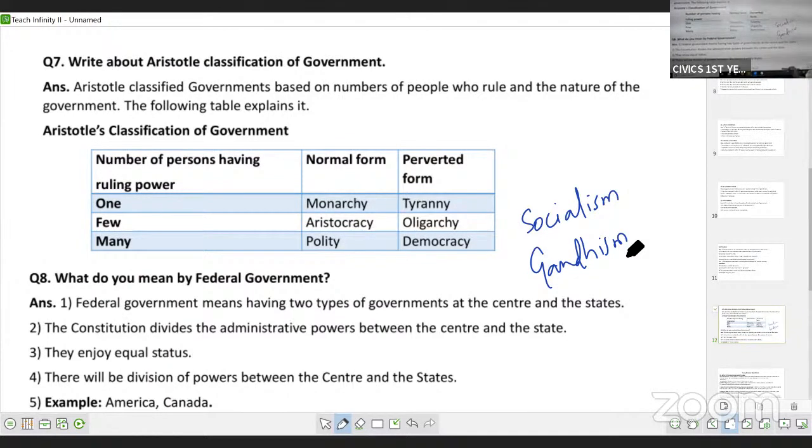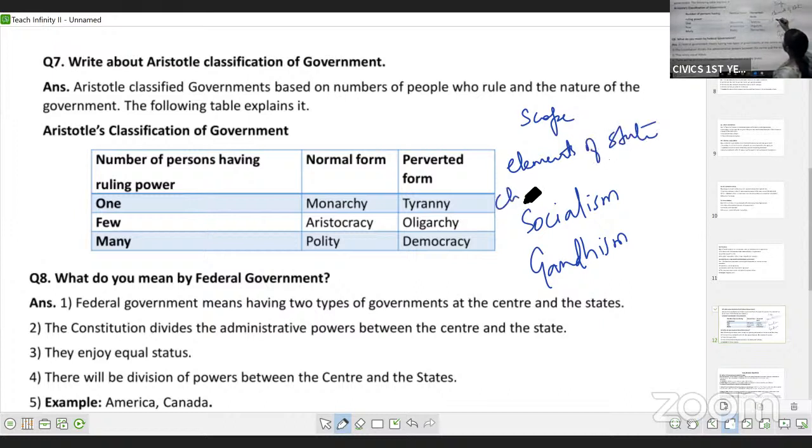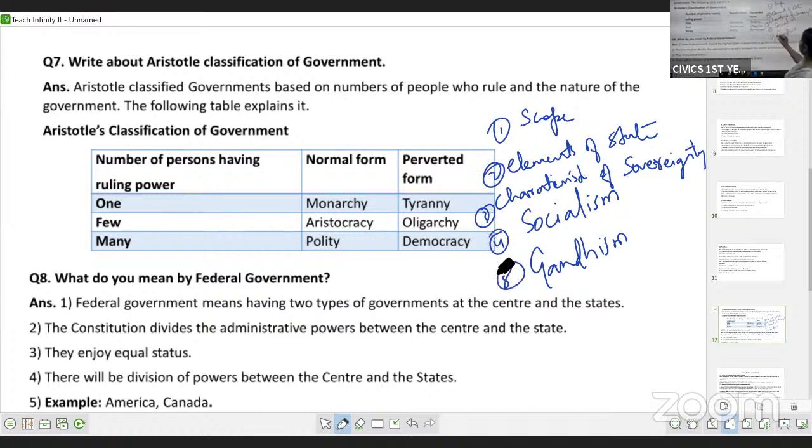So what are the questions you are learning? Scope, elements of state, and characteristics of sovereignty. Okay. If you are learning these 5 questions, that is enough. If you are learning these 5 questions, you can write 3 LAQs easily.